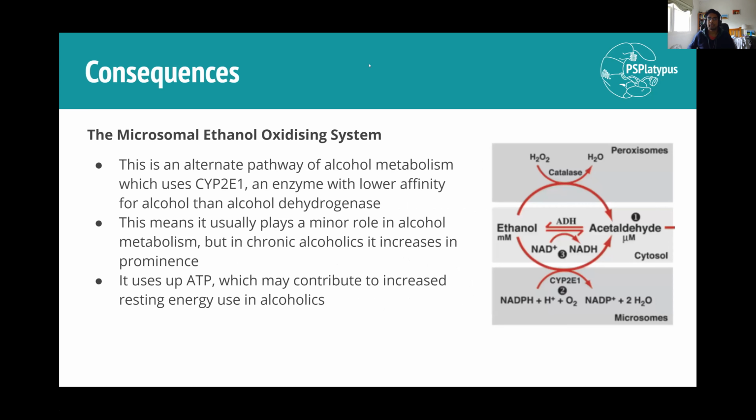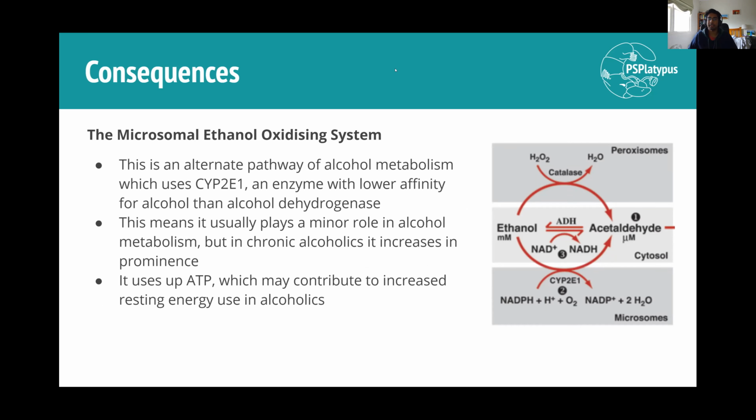Okie dokie, this is sort of a little tidbit on the side. So there's a system that they want you to know about, which is called the microsomal ethanol oxidizing system. That's a lot of words. All you need to know is it's the bottom system there. So if you look at the diagram on the right, this is sort of a cutout of the previous one. At the bottom there, you'll see two curved arrows, and there's CYP2E1. That is the name of an enzyme, which has an alternate pathway of ethanol breakdown.